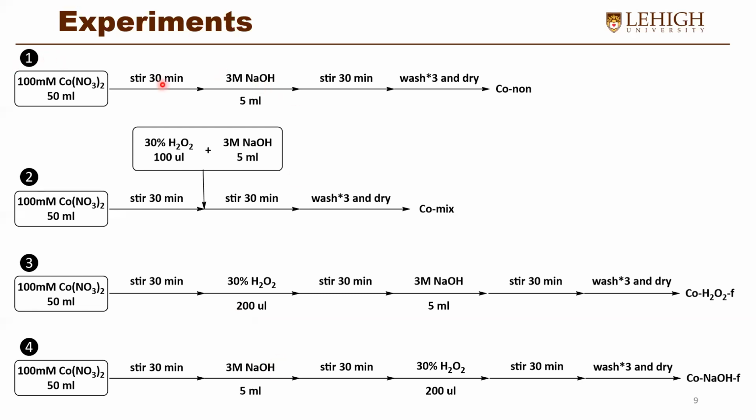So it will just produce the number 1 first, and after the number 1 precipitation appears, continue adding the hydrogen peroxide. So this is the number 4, the sodium hydroxide added first.